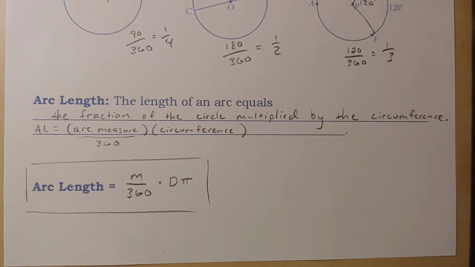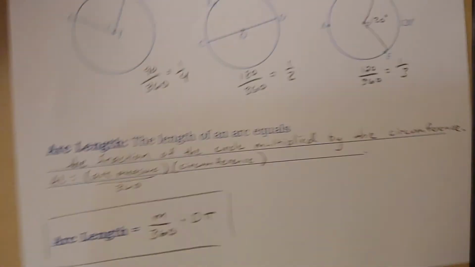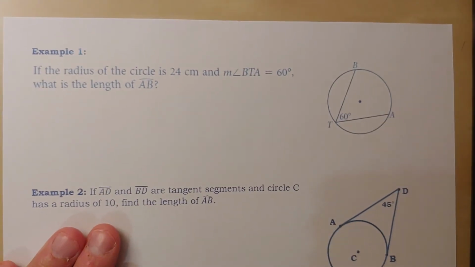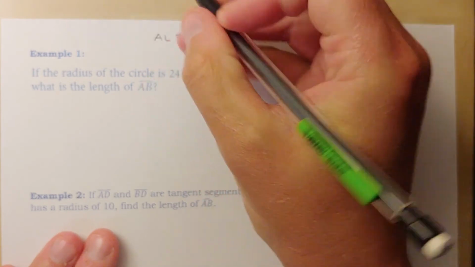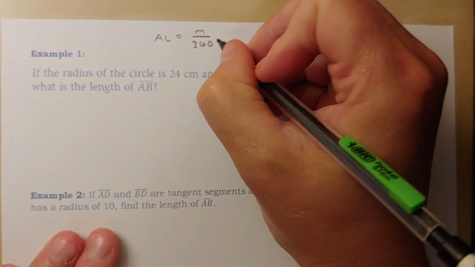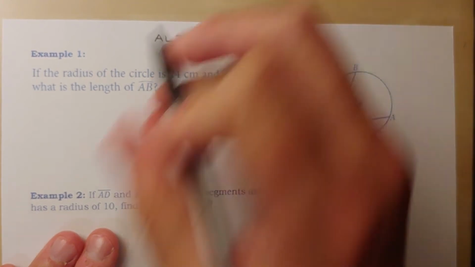So let's try it out. On the back of this handout, if you're following along on your own, there are some practice problems. So let's jump to the back side here. I'm going to write down the formula that I just derived: arc length is equal to arc measure over 360 times the circumference, which is diameter times pi.